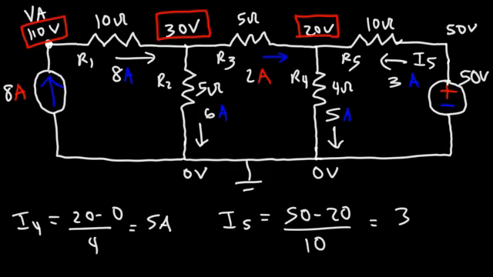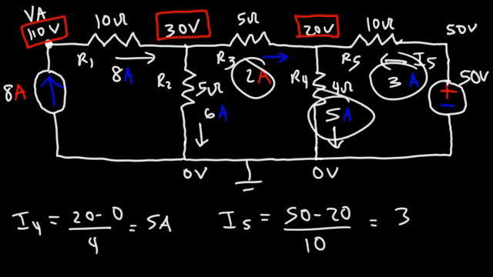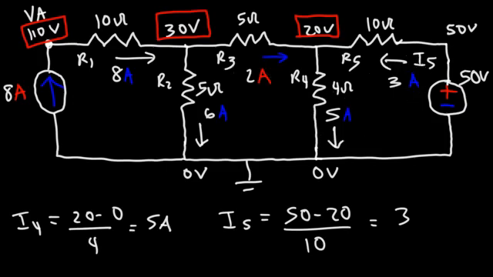Now, does that answer make sense? So notice that we have a 2 amp current flowing towards point C and a 3 amp current flowing in that same direction. 2 plus 3 is 5. And so it makes sense that 5 amps will be leaving point C. So right now, everything makes sense. And so we've basically solved the circuit. We know all the currents in the circuit, and we know the electric potential at each point in the circuit. So that's basically it for this problem.